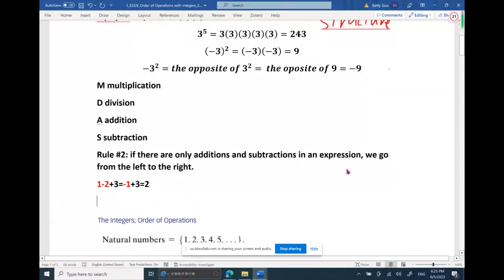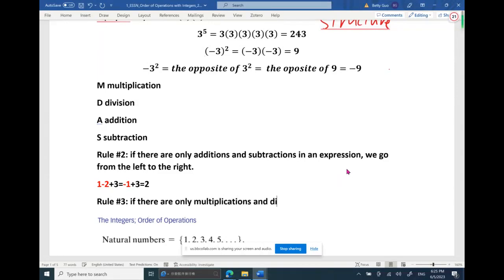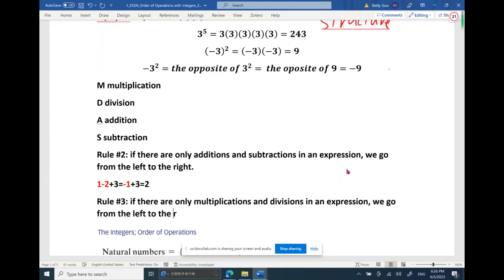All right. Rule number 3. If there are only multiplications and divisions in an expression, what's the order of the correct operations? We go from the left to the right, similar to earlier. With PEMDAS, it seems like multiplication should go before division, right?